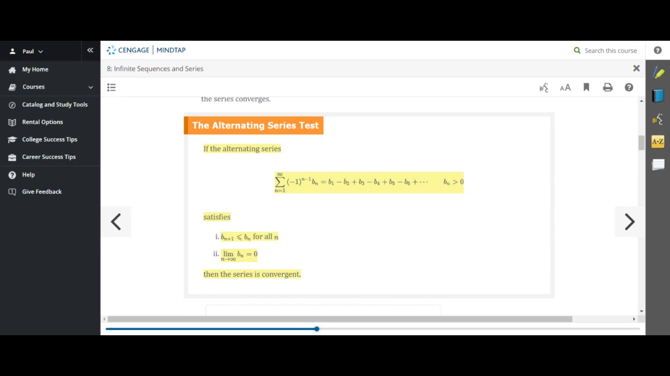So, for example, let me just go to the whiteboard and I'll give you an example here. Let's focus on that alternating series.